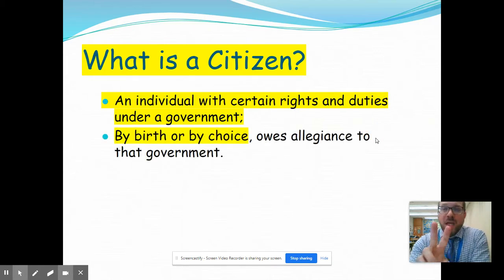Now, there are two ways. I repeat, two ways a person can become a citizen in America. Number one is called by birth. You're born in America, you're automatically a citizen. The second one is choice, and we're going to call that naturalization. But we'll talk about that more in the next slide. Now, all citizens will owe allegiance to that government.